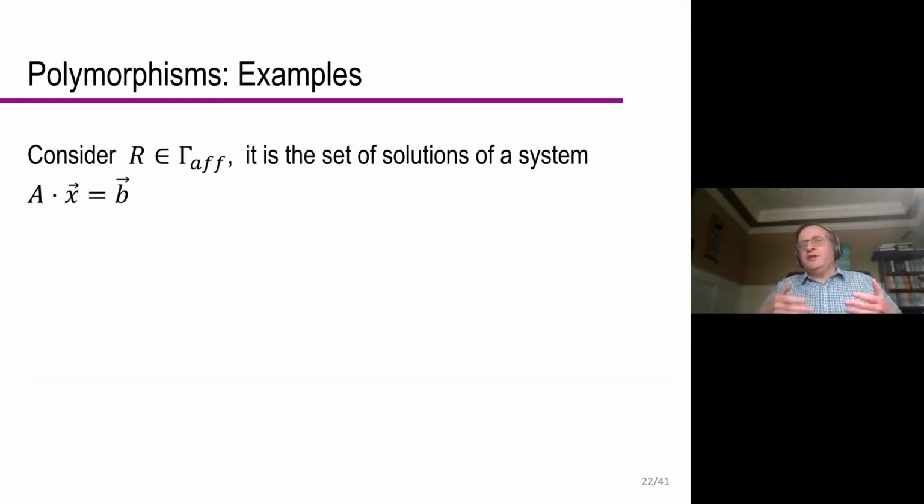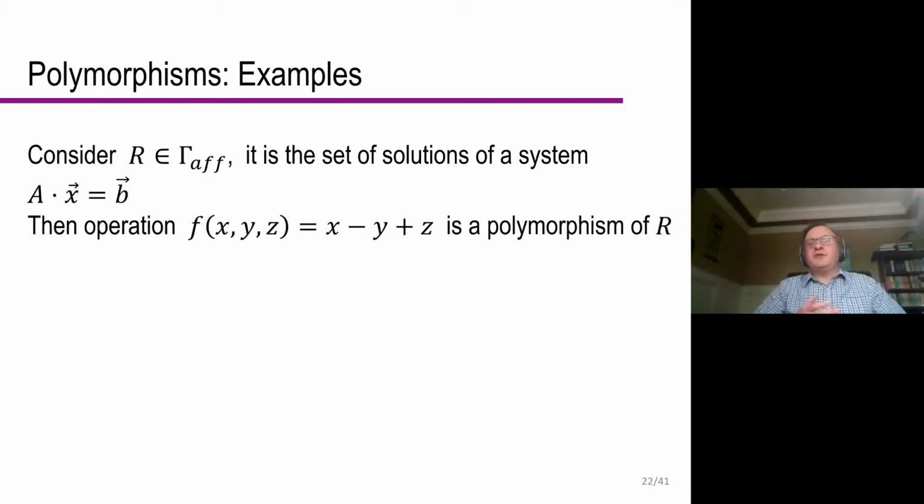As far as we know from linear algebra, this relation is going to be a coset of a subspace of some vector space. So it's all linear algebra. Suppose that our relation is defined by a system of linear equations, and this Ax equals b is the system. I claim that it has very nice polymorphisms. One of those is this operation x minus y plus z, the so-called affine function.